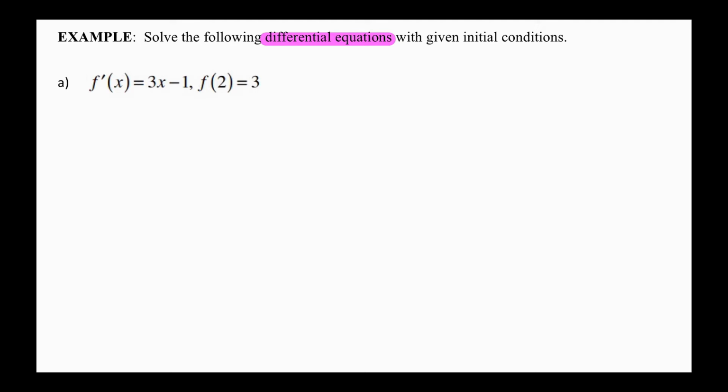The next chapter is all about differential equations, where they say, here is the derivative equation, and you have to do things with it. Sometimes they use differential equations and it kind of throws you off. Don't let it. It's the same thing you guys have been doing since we started derivatives. So with given conditions, we're given the differential equation, f prime of x equals 3x minus 1. That's the differential equation.